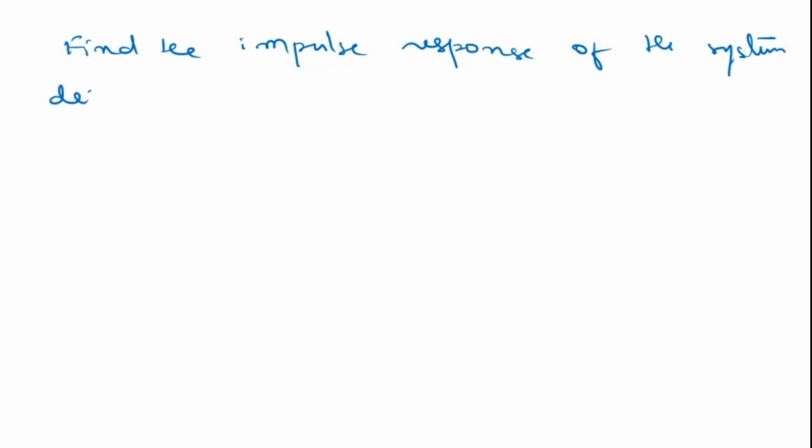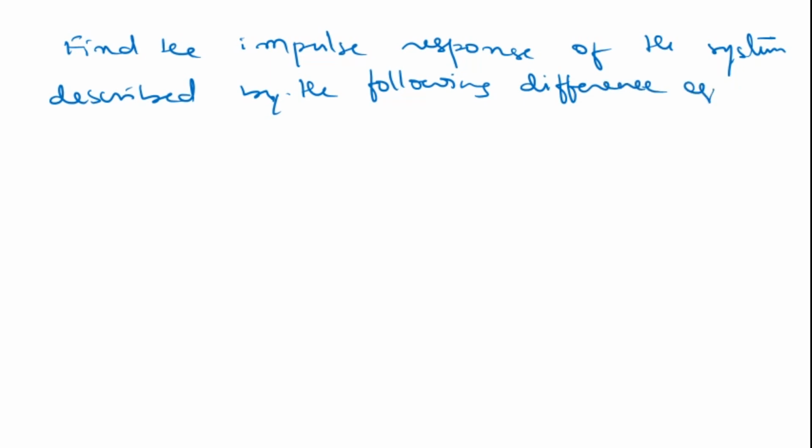Find the impulse response of the system described by the following difference equation. y of n plus half y of n minus 1 is equal to 2 into x of n.